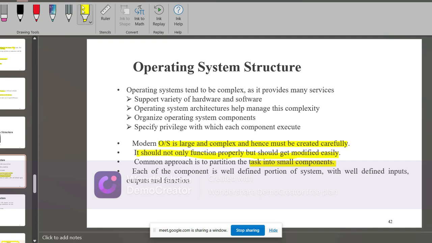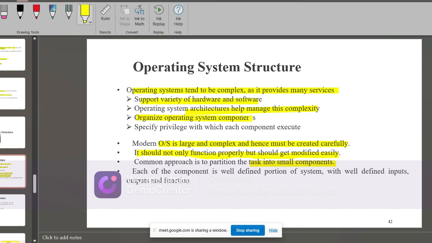So why is it required to see the system structure of the OS? Because the OS tends to be complex as it provides many services. OS provides so many services. Because of that, we can say that the structure of the OS is very complex. It supports a variety of hardware. It supports a variety of software. The OS architecture helps us manage the complexity. Because of the architecture, it is possible to manage the hardware as well as the software.